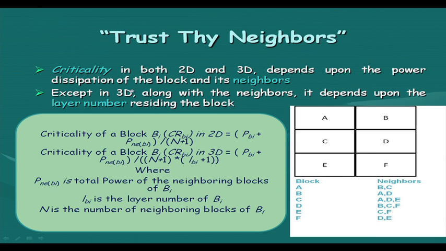So, criticality of a block Bi in 2D is PBi plus PNEBi, which is the power consumed when those test patterns have been applied, divided by n plus 1. Here n is the number of neighboring blocks of a block. The plus 1 has been added to avoid the 0 factor.